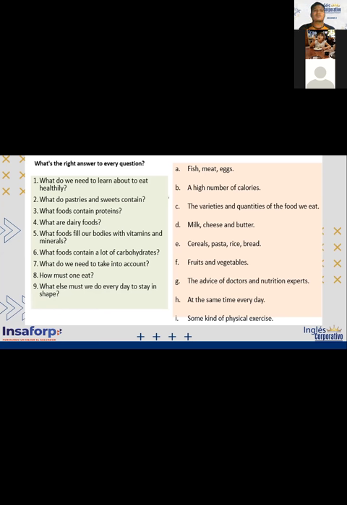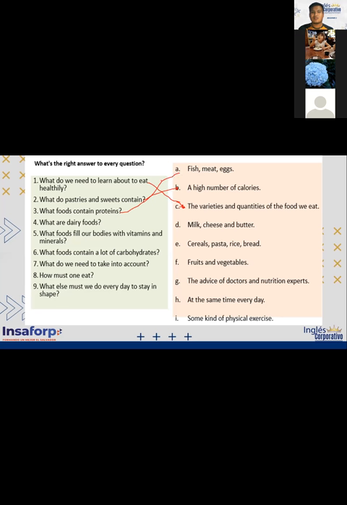Okay, number 1, what do you need to learn about to eat healthily? Letter C, the balance and quantity of the food we eat. Okay, number 2, what do pastries and sweets contain? A high number of calories. Okay, very good. Number 3, what foods contain proteins? Fish, meat, eggs. Very good.